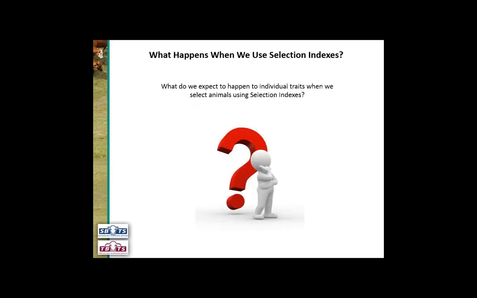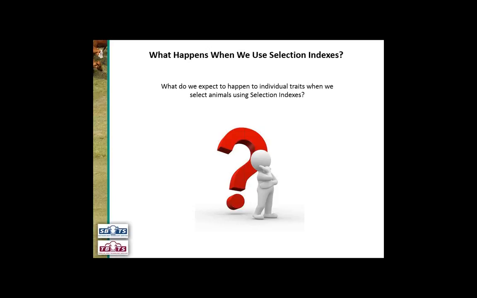If we considered the first section as indexes 101, in other words, the basics of indexes, this is indexes 102, which is showing you a bit of the background information to the outcomes of deciding on an index, and also what it's likely to do if you select your herd using that particular index.